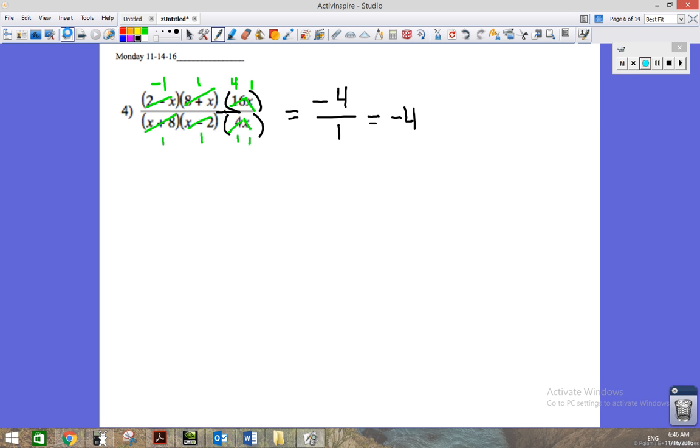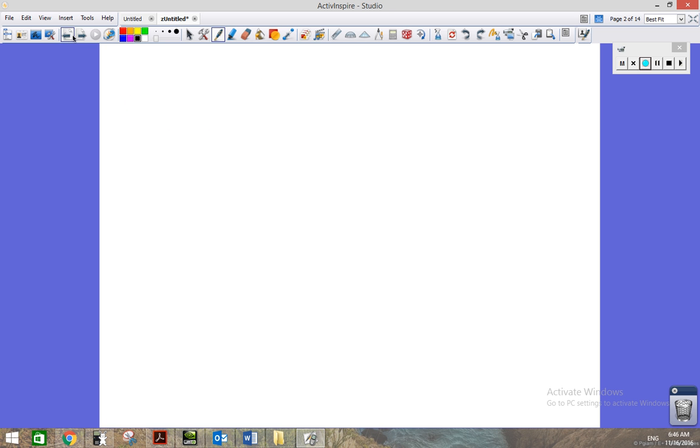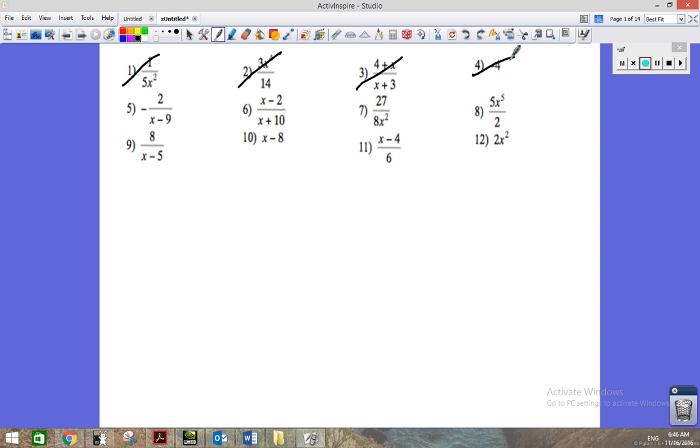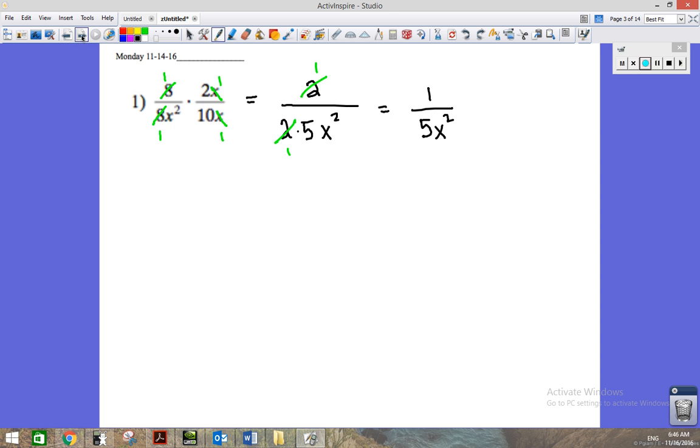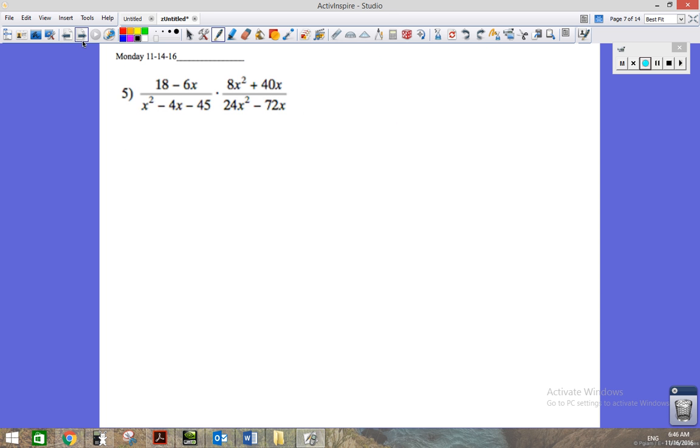Let's check our answer for problem 4 and see if it's negative 4. And it is. Alright, so far so good.